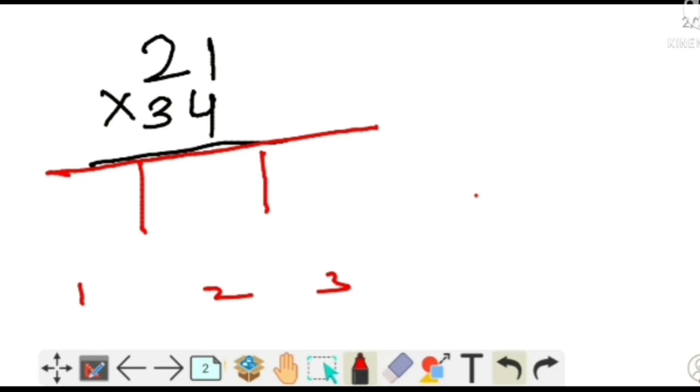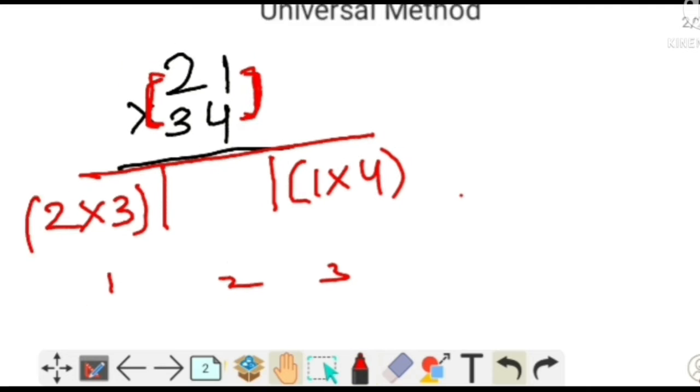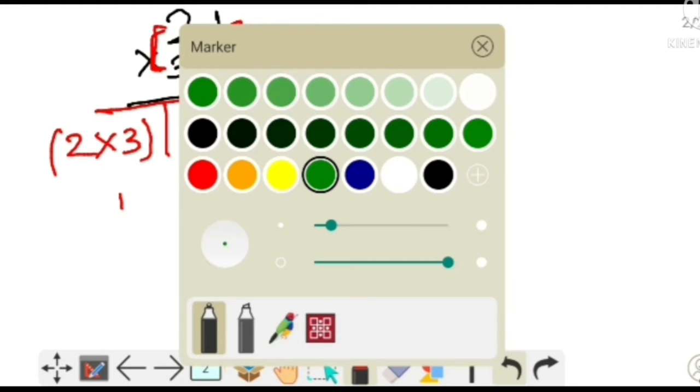Now in the first block, multiply the lower and upper digit by each other, like 2 into 3. I'll be very slow so that you can understand it better. If you want, you can watch this video at 2x speed. In the third block, again multiply the last 2 digits, like 1 into 4. In the middle block, you have to do the cross multiplication.